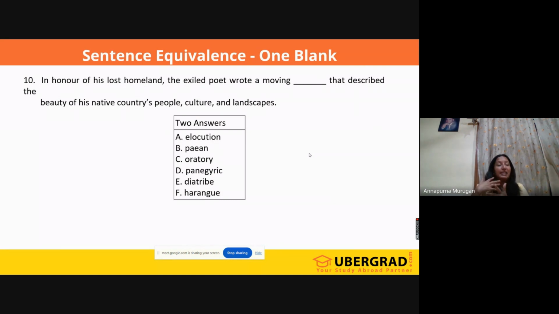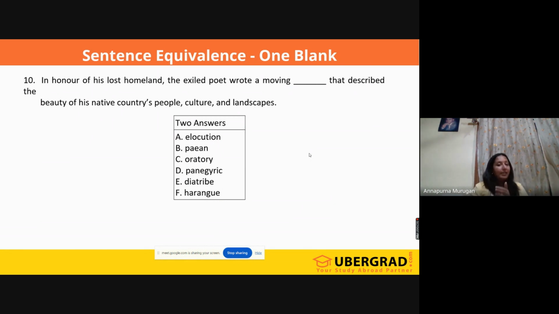Diatribe and harangue is what? Something very aggressive speech or fighting speech. So that is diatribe and harangue here. Very angry. But here, with love to his country, country's people and culture, he has written. So therefore, we are left with what? Pan and panegyric.